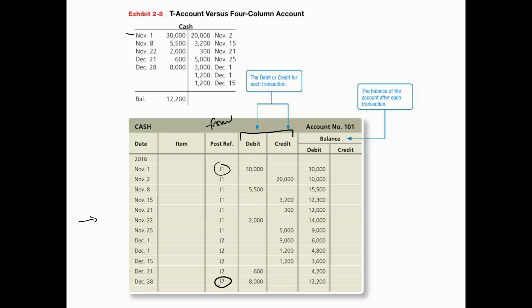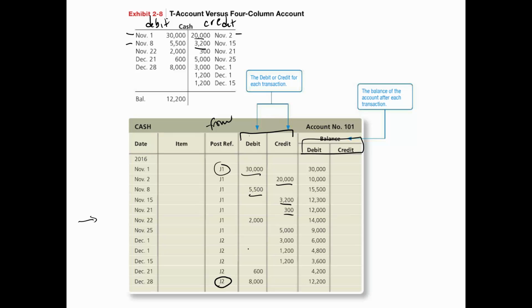So here's November 1st. That was a debit. So this is the debit side, and this is the credit side. So here I put that debit in. November 2nd, this was on the credit side, so I put it on the credit. November 8th was on the debit, so that's over here. 3,200 on the credit side, etc. Each of these transactions, if it was a debit, I put it in the debit column. If it was a credit, I put it in the credit column. That's the transaction itself. Now this keeps a running total of the balance.